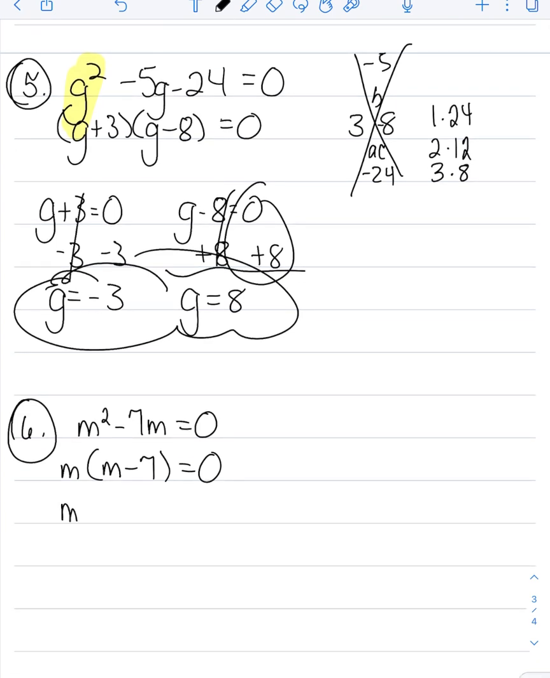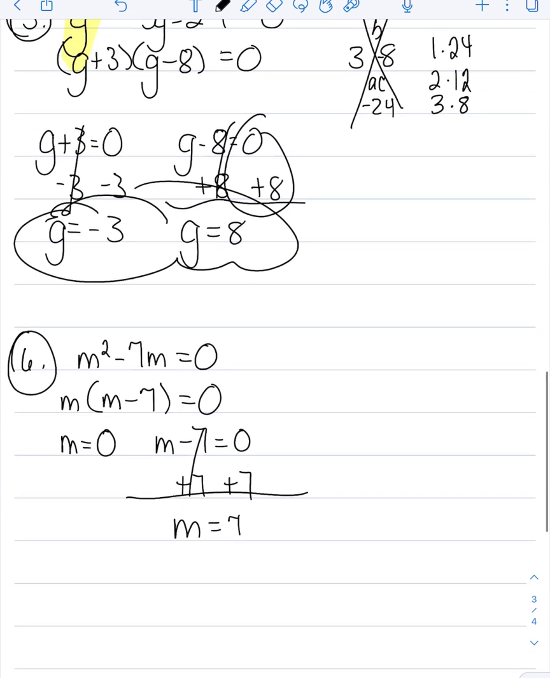We want to set each of these factors equal to 0. So the first one's done for us, m equals 0. And on the second one, I need to add 7 to both sides. So m equals 7. So my two zeros are 0 and 7.